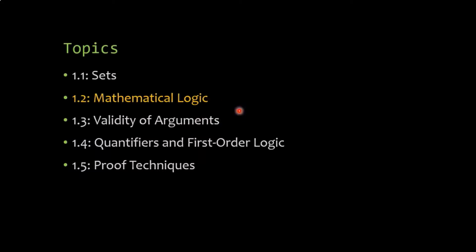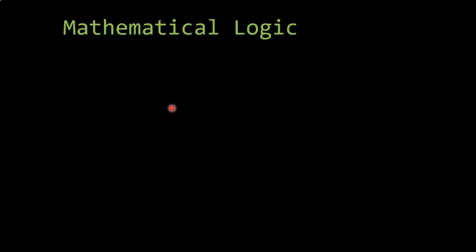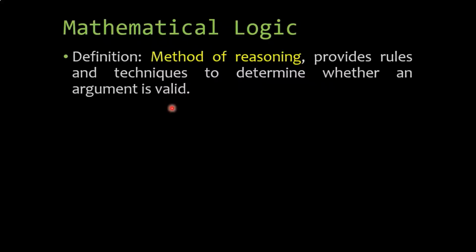Hi, today I will continue with the next topic, which is 1.2 Mathematical Logic. What is mathematical logic? Mathematical logic is a way of reasoning. This method provides the rules and the techniques to determine whether an argument is valid.